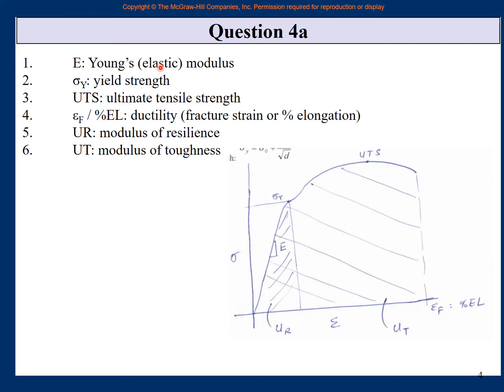So these are the values. E is the Young's modulus or the elastic modulus, sigma y is the yield strength, UTS is the ultimate tensile strength, epsilon F or percent elongation is the ductility, right, ductility. UR is the modulus of resilience, UT is the modulus of toughness. So we are showing 6 different mechanical properties on the same graph.